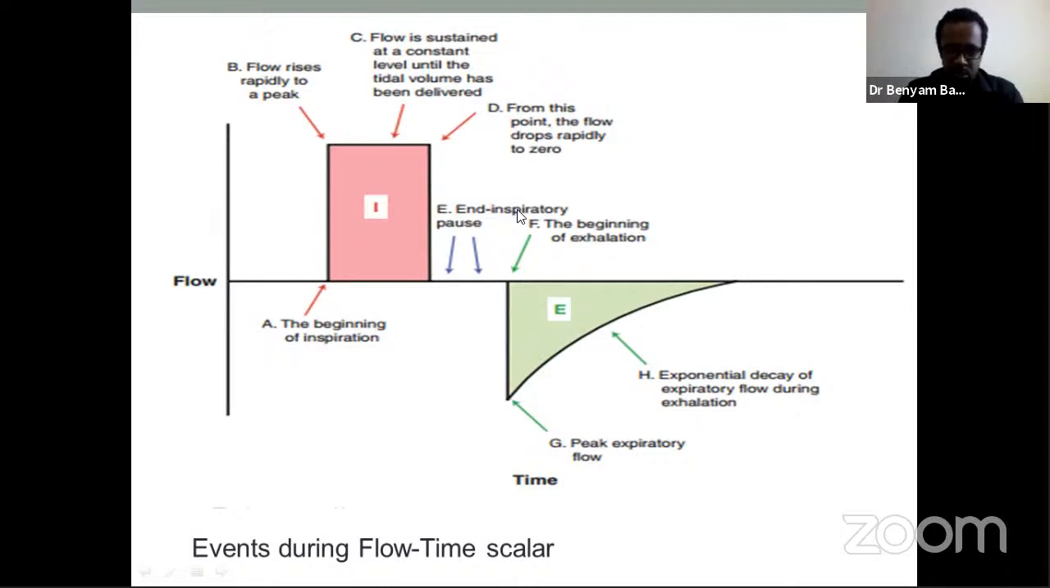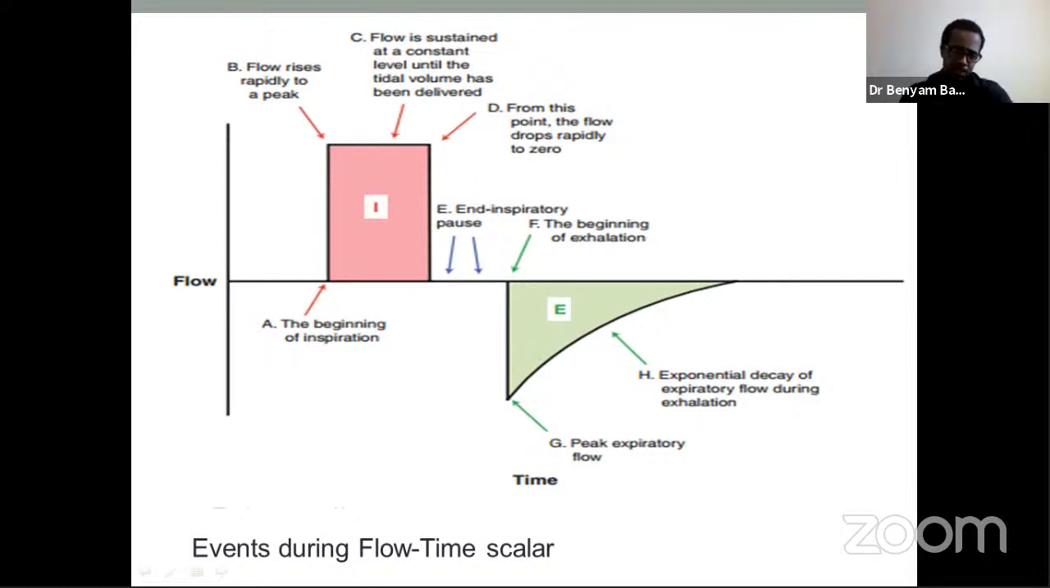pause, or the time that we set will be seen here, or the end inspiratory time that we set will be here, followed by the exhalation. So this point will be the peak expiratory flow, and this is the exponential decay of the expiratory flow during exhalation. So the points to focus on will be the peak expiratory flow, where does it lie, and how is the decay of expiratory flow during exhalation, which we'll see what those imply.